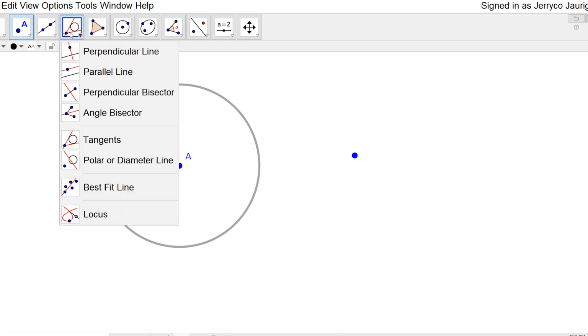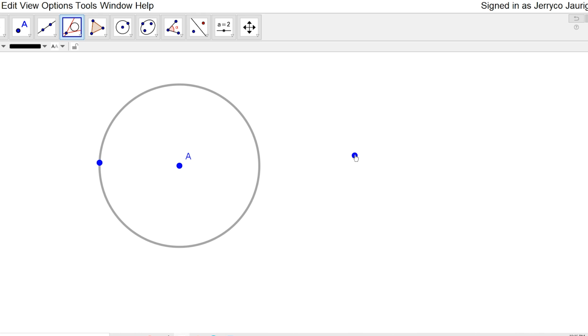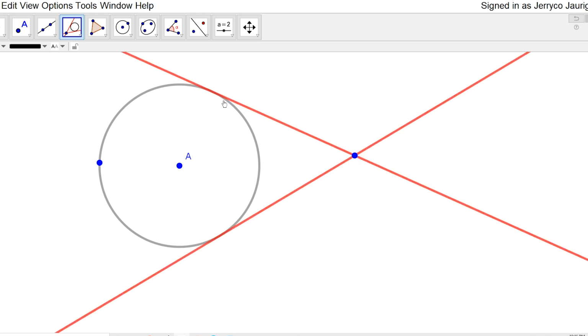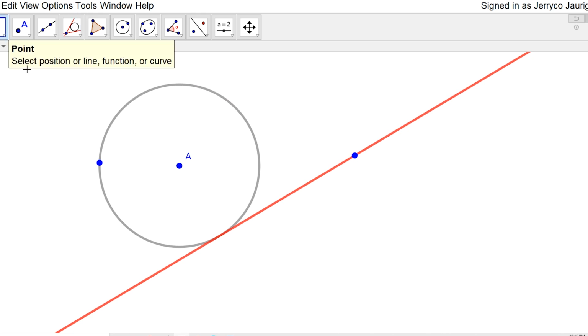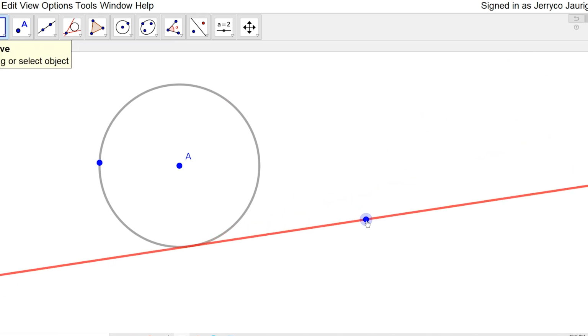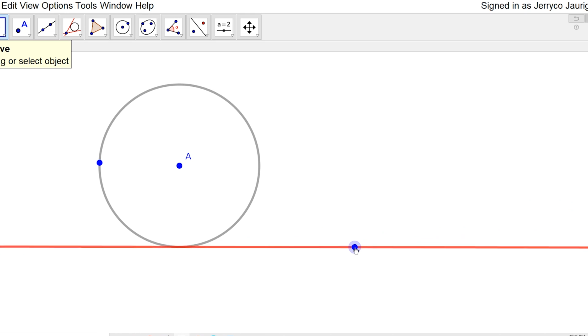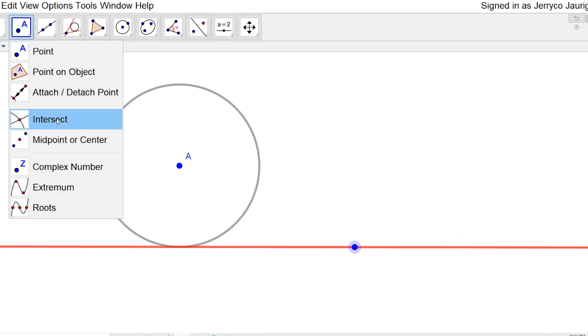GeoGebra actually has this tool which allows you to construct tangents by just clicking the point outside the circle and the circle itself. So let's click the point outside the circle and the circle. These two red lines are tangents. Let's just consider one of the tangents.